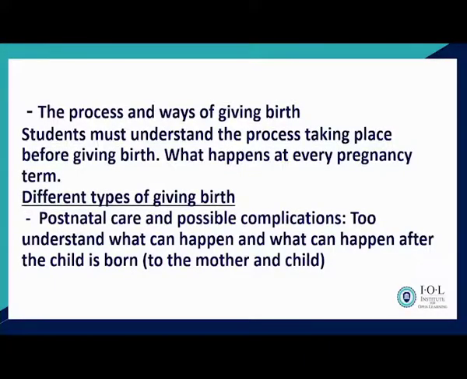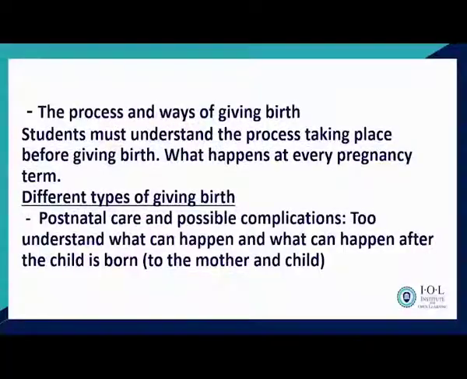So the process and ways of giving birth. Students must understand the process taking place before giving birth. What happened before giving birth? From the beginning, when you had sex, then what happens? After that, the whole process of human life, that's what you need to understand. And at whatever stage is involved, you need to understand the whole stage.